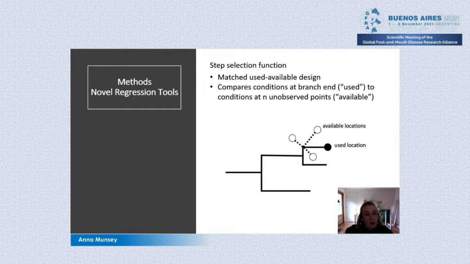When we apply this to a viral phylogeny, we compare conditions at the branch ends, the used locations labeled here with a black dot, relative to the available but unused locations designated with a white dot. And we asked, what is the difference between where the virus traveled relative to where it could have traveled under the same space-time constraints?